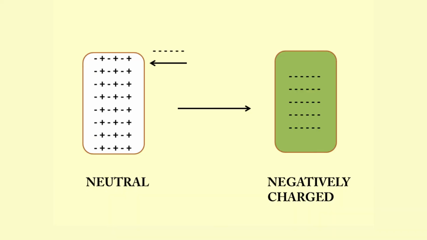And in the second case, let us give some extra electrons to the solid object. Now we have more electrons compared to protons. So the net charge on the body is negative. Again, in other words, an excess of electrons makes a body negatively charged.